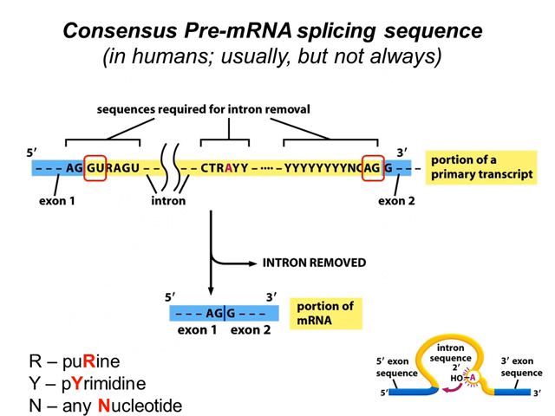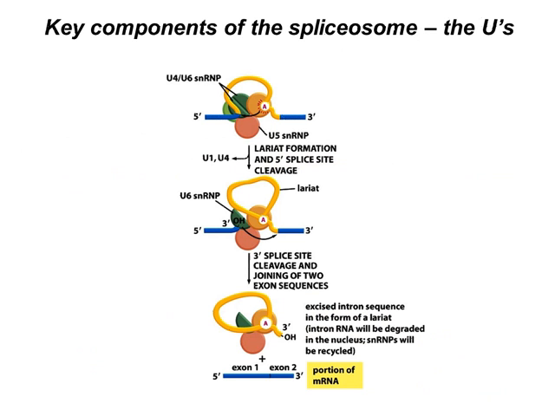But again, how does the cell wind this thing up into this loop-like structure? Because it's a big molecule. It's not going to do that just folding up in solution. And the answer is proteins, and riboproteins. The U family, U1, 2, 3, 4, 5, and 6.